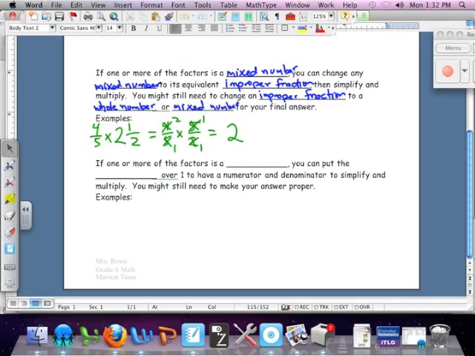The next one we have for an example is 3 1/2 times 2 2/3. So I've got 2 roadblocks to get rid of. Who can tell me what 3 1/2 would be as an improper fraction? 7 halves. What would 2 2/3 be as an improper fraction?